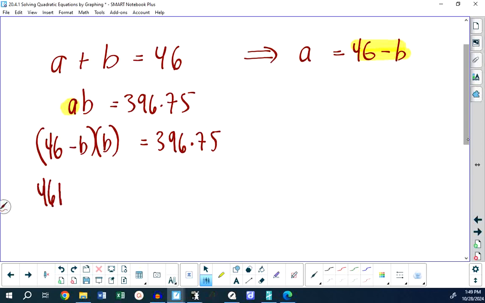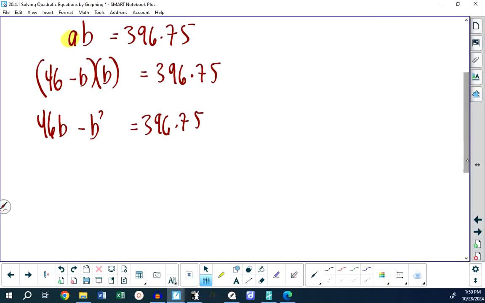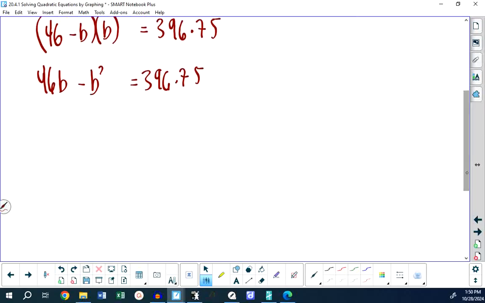46b minus b squared equals 396.75. This is an equation. There is no y. I always recommend zeroing your quadratic equation so that the quadratic term is positive. Meaning, I want to move everything to the right-hand side. Positive b squared minus 46b plus 396.75 is the equation I can use to find b, one of the two numbers.